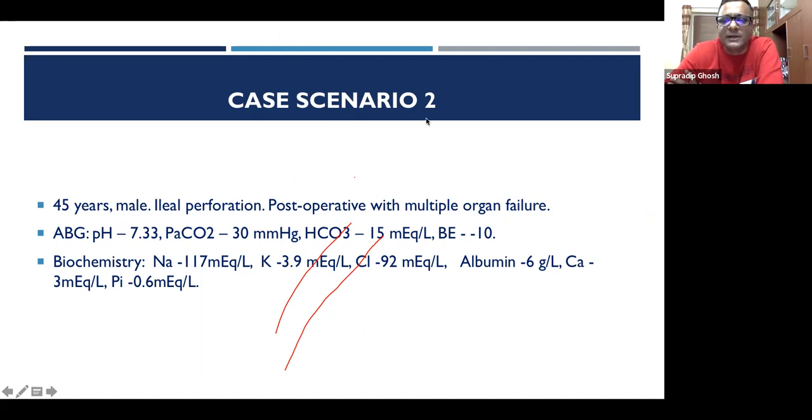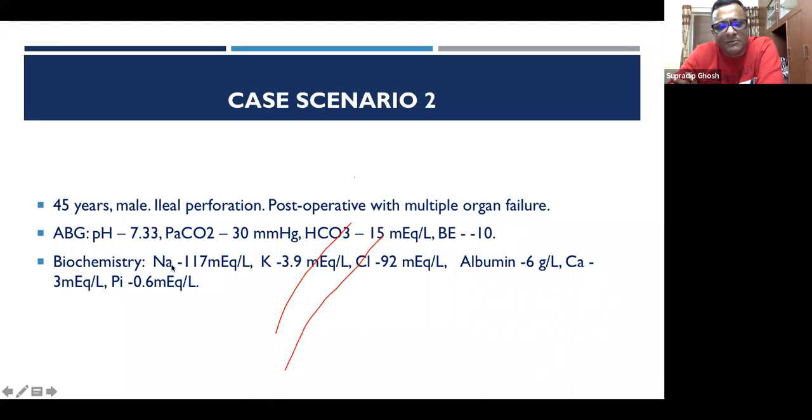Let's see the Stewart. We do, but doesn't it seem very complicated to you? We had to do so many calculations. Winter's formula, whatever we need to correct. Now let's apply the Stewart. Simple Stewart at the bedside. You don't have to go for any calculation.